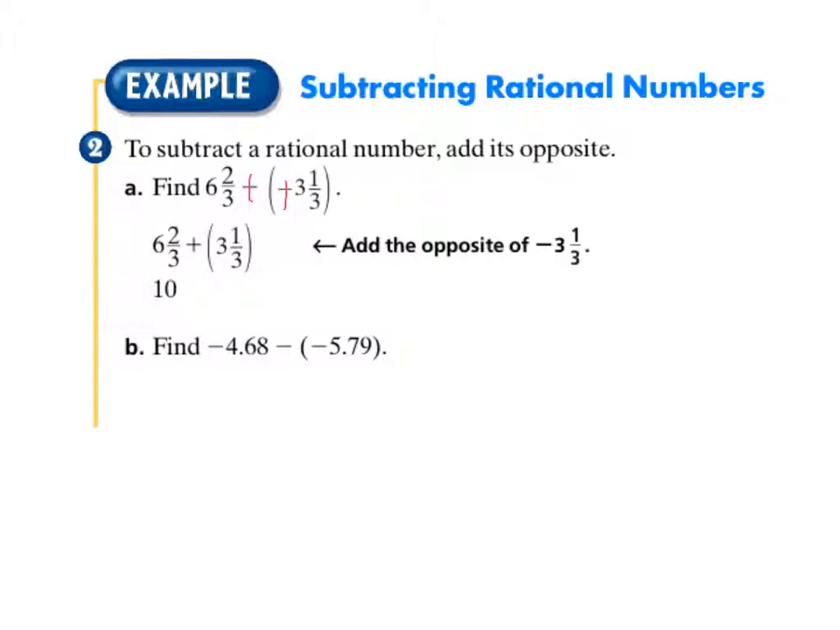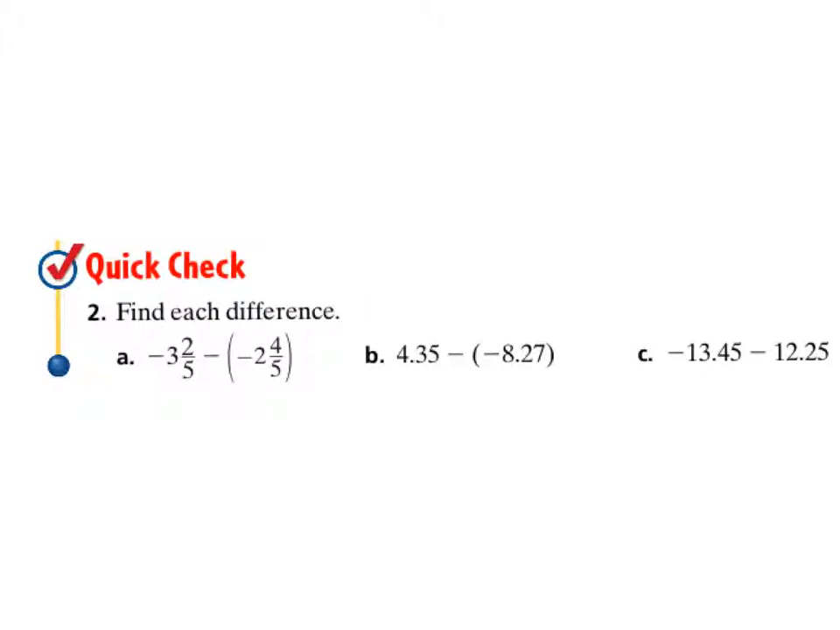Now let's find negative 4.68 minus negative 5.79. Change the sign, add a line, change the sign. So negative 4.68 plus positive 5.79. We're going to add the opposite, which gives us the positive 5.79. So that gives us an answer of 1.11 because we subtracted the absolute values, and since the bigger number was positive, the answer is positive. Pause the video and do these in your notebook.